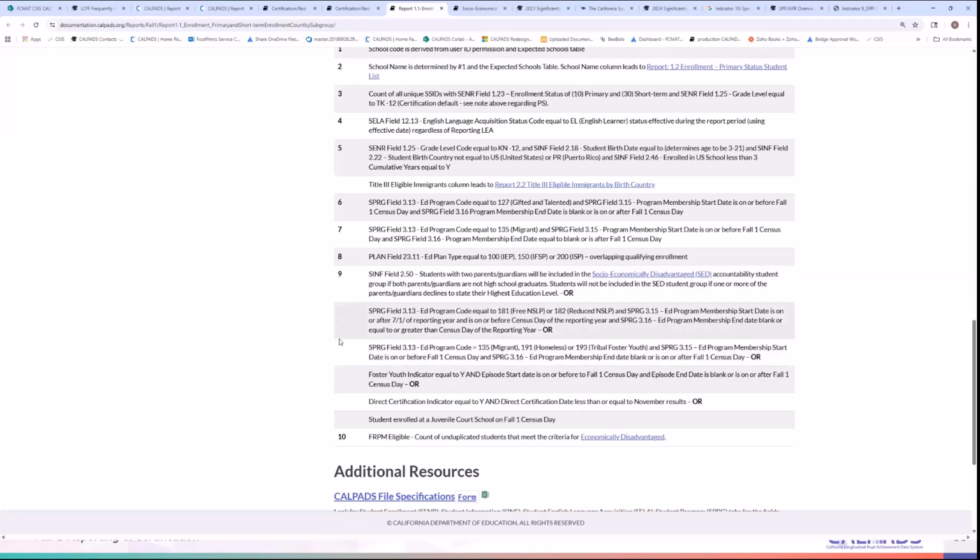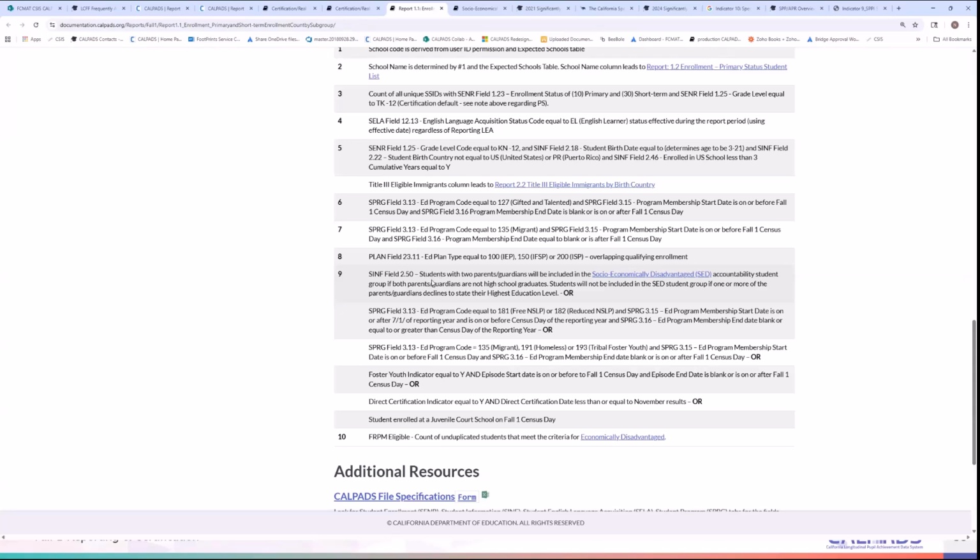And so if we look at the top, field 2.50, that's SINF, which comes from the student information file. If I'm looking at a student record in CalPADS, that's their demographics. If I'm looking for information at a file type like CFS, I would go to 2.50, and this is the parent guardian information.